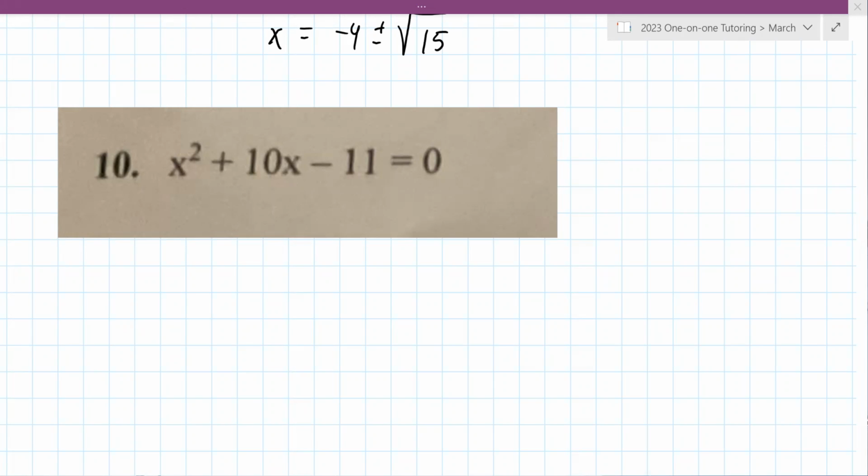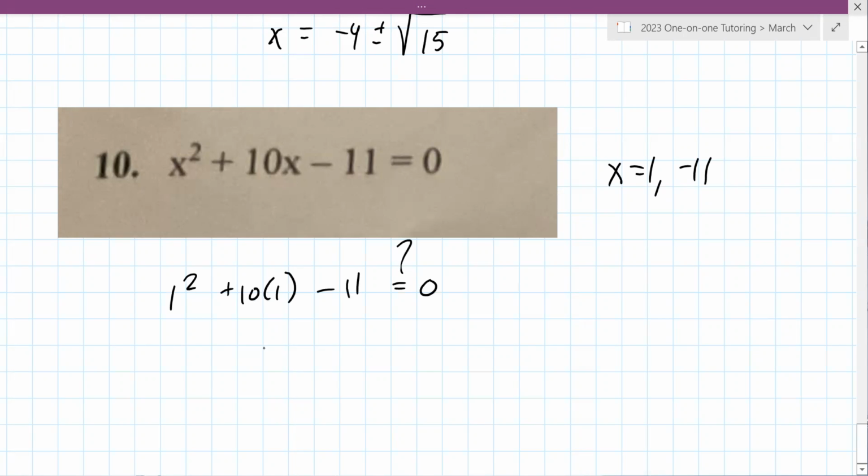I got x equals 1 and x equals -11. Okay, so we'll just quickly check those. 1 squared plus 10 times 1 minus 11. Does that equal 0? And it does. 11 minus 11 equals 0.